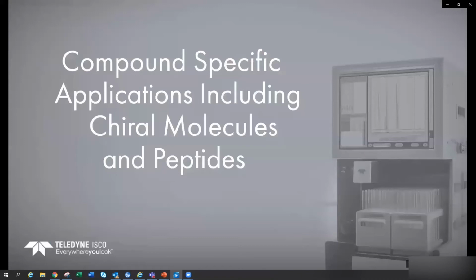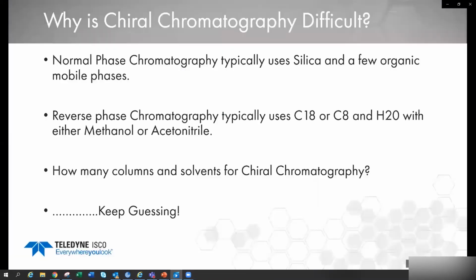Next, I'm going to get into some specific applications, including chiral and peptide molecules. As I mentioned before, normal phase chromatography typically uses silica and a few organics. Reverse phase typically uses C18, maybe sometimes some C8, with water and methanol or acetonitrile. But how many columns and solvents do you use for chiral chromatography? Pretty much you can throw out any number and you're not wrong.